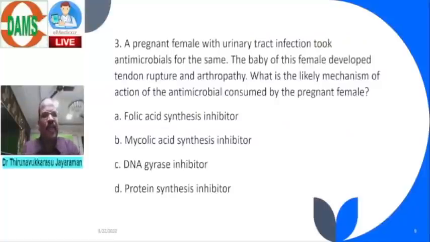Next question. A pregnant female with urinary infection took an antimicrobial drug for the same.